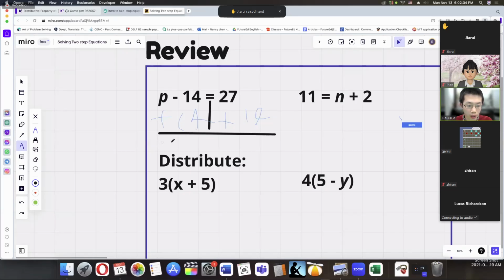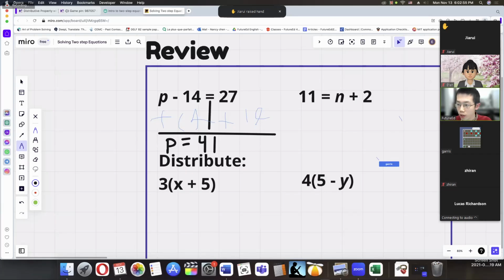So what's on the left side? We just get p on the left side, and then what's on the right side? So what's 27 plus 14? Oh, 27 plus 14 is 41. 41. Awesome. And I see Ziran, you changed your answer, so that's good.